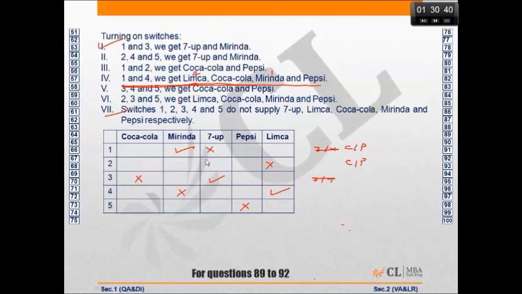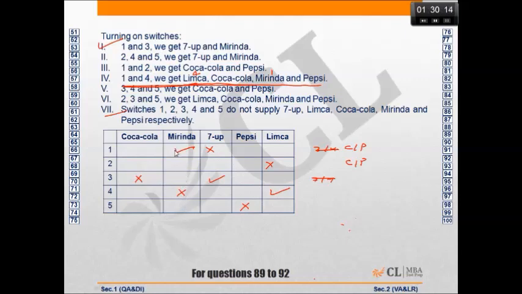Okay. 1 and 2 we get Coke, Pepsi. Anything else? 2, 4, 5 we get 7 Up and Mirinda. No Mirinda out here, so 2 would have, okay.